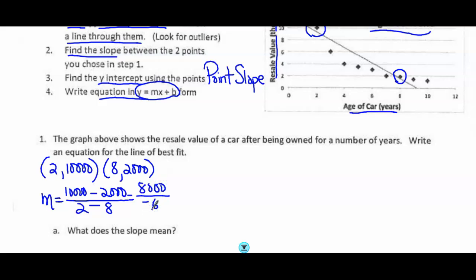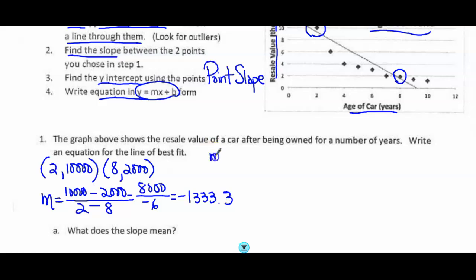Now you're going to divide this. You're not going to simplify it because this is an approximation. So you want to divide this and make it a number for your slope. When you take 8,000 divided by negative 6, you get negative 1,333.3 repeating. So I'm going to round it to the nearest 10. If you want to go to the hundreds, you can do that. I'm only going to the nearest 10.